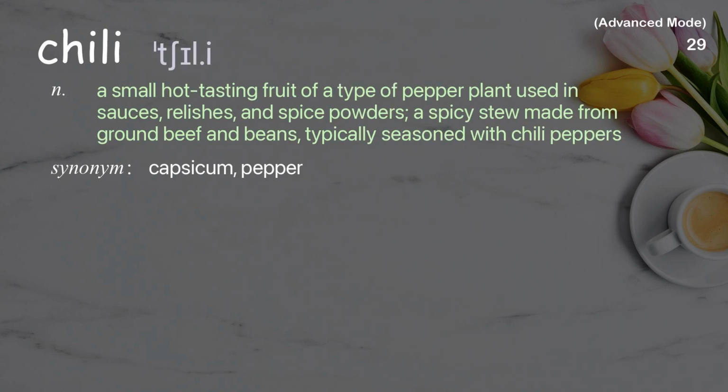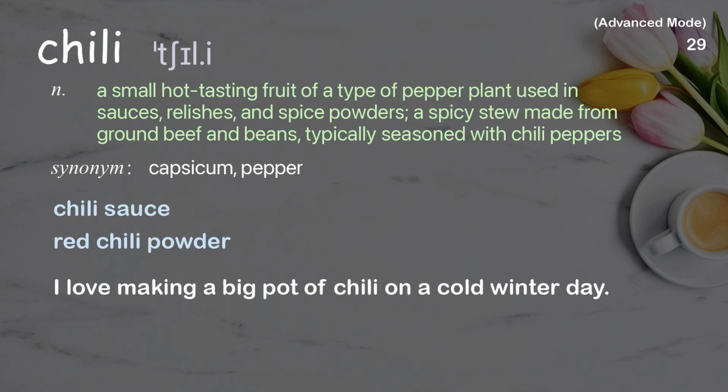Chili. A small hot-tasting fruit of a type of pepper plant used in sauces, relishes, and spice powders. A spicy stew made from ground beef and beans, typically seasoned with chili peppers. Examples: chili sauce, red chili powder. I love making a big pot of chili on a cold winter day.